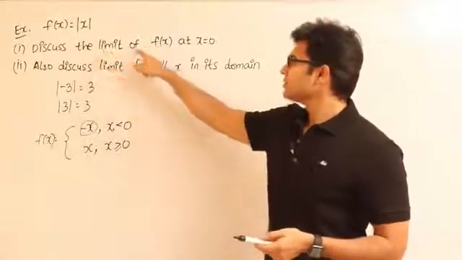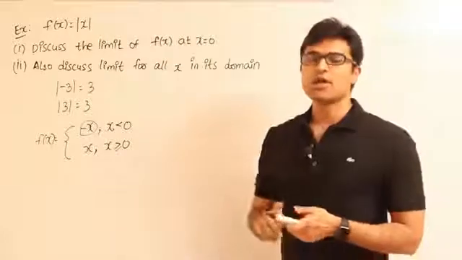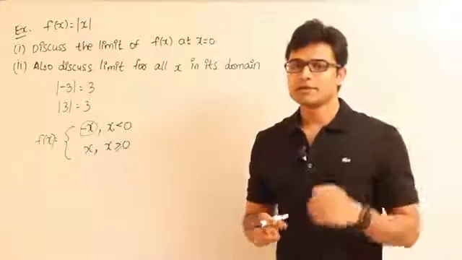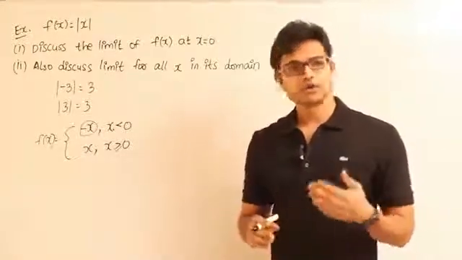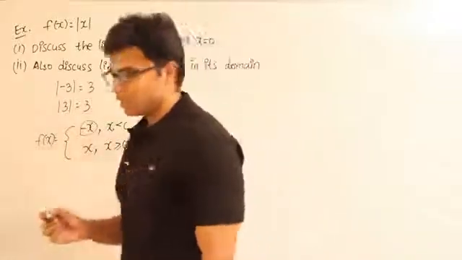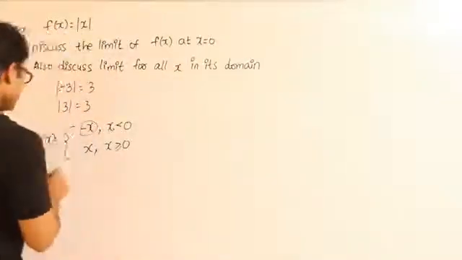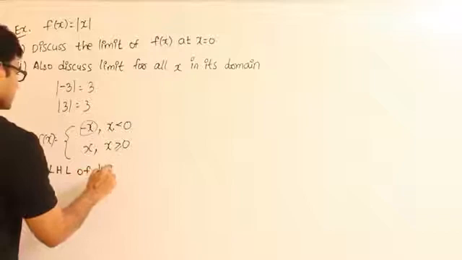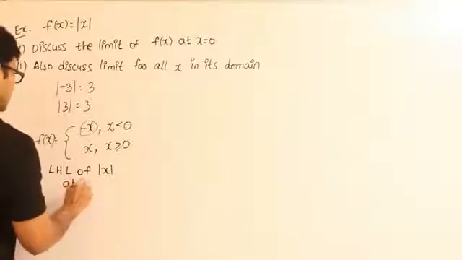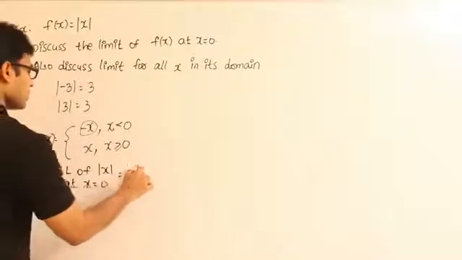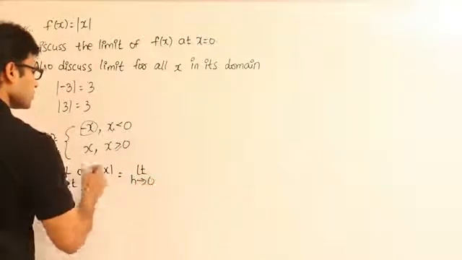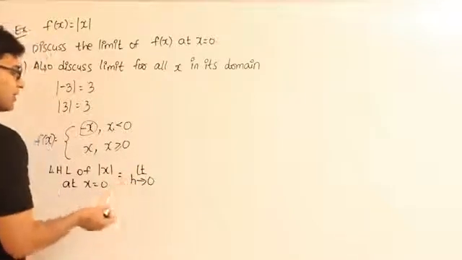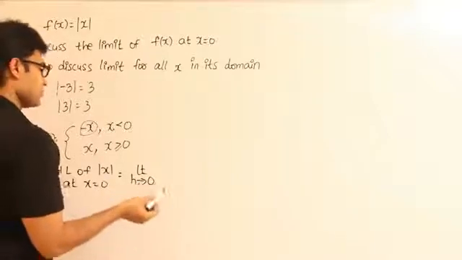Now check this. Discuss the limit of f of x at x equal to 0. Now what did I say? The limit exists at a point whenever its left hand limit as well as right hand limit are both equal, right? Now let's find out the left hand limit and right hand limit here. Watch it. Left hand limit of mod x, which is nothing but f of x here, at x equal to 0, equals limit h tends to 0. Which means I am going to take this. What is h? h is an infinitesimally small positive number.